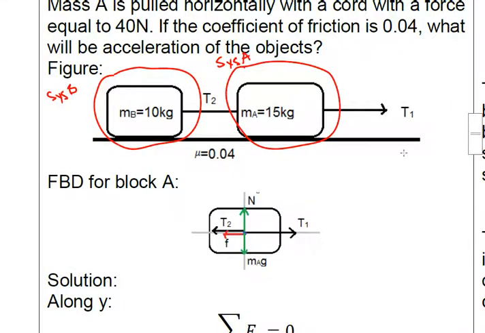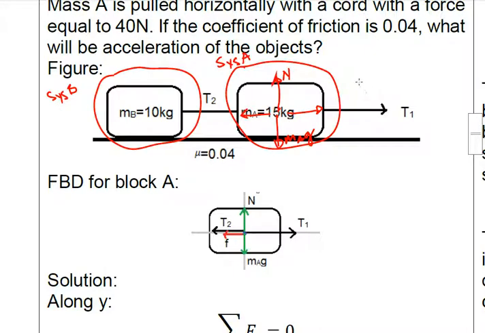For block A, of course, you have to draw the free body diagram of that. And what are the forces found in block A or system A? You have here the normal force, going upward. Then of course the weight that is going downward, m sub A times g. And of course there's a tensional force going in this direction, represented as T2. Then you also have the tensional force.